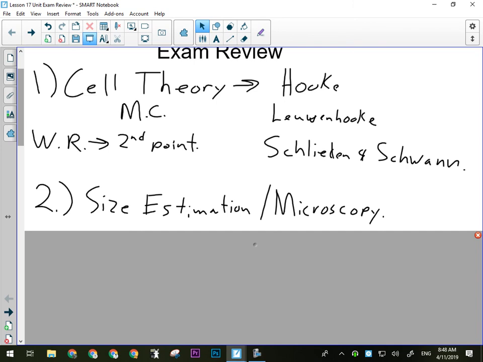Okay, size estimation and microscopy we talked about as well. So it would be really easy for me to give you, even in a multiple choice question, a picture of something I looked at through the microscope and ask, if I'm looking at this on low power, which has a field of view of 1600 micrometers, how big is it? You would have to do a size estimation. There might be some multiple choice questions about technique and handling of the microscope. All things that we talked about and did throughout the unit.